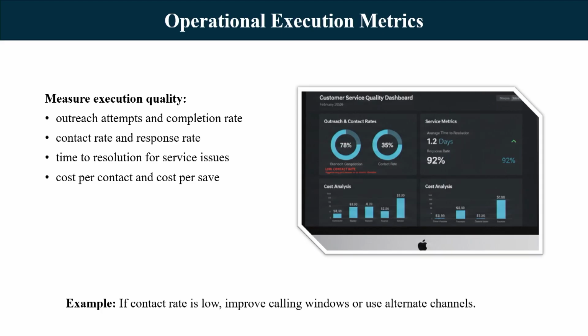Operational execution metrics will not only contain the descriptive statistics, they will also contain what is being done and what was its impact. Basically, it measures the execution quality. It will look into the outreach attempts and the completion rate: how many interventions have been planned and how many of them have been completed. It can also contain some metrics such as the contact rate and the response rate.